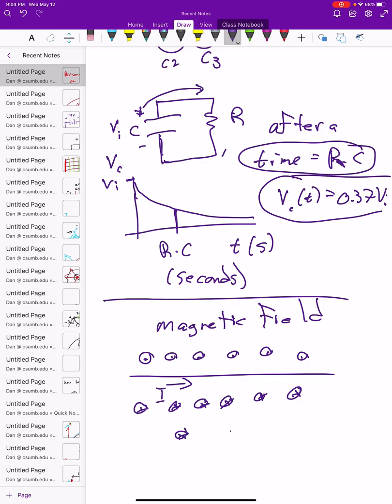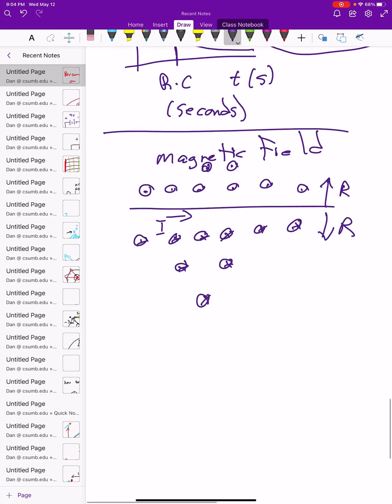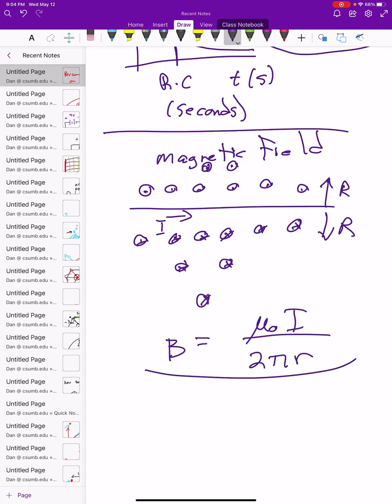And it's going to get weaker as you get away from the wire. Of course, it dies down as the inverse of the distance from the wire, R. As you get further away, it gets weaker and weaker, as indicated by having fewer of these circles. If I gave you an equation for the magnetic field, it's equal to mu 0, which is called the permeability of free space, times I divided by 2 pi R. That's the strength of the magnetic field. And I should make this capital R to make it consistent with this capital R up there. It refers to the distance away from the wire.